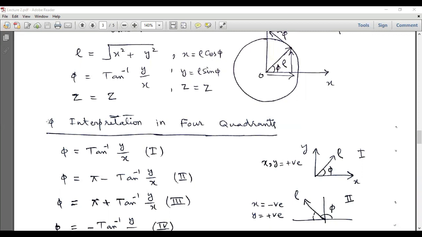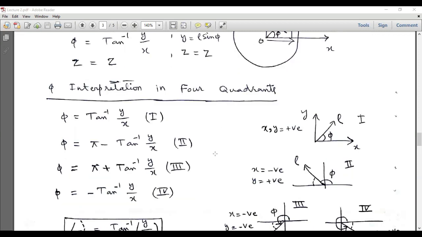And now phi interpretation in four quadrants. If our point is lying in the first quadrant, then we will calculate phi using this expression. So phi is equal to tangent inverse y over x if the point is lying in the first quadrant, and in the first quadrant we will see that both x and y components are positive.